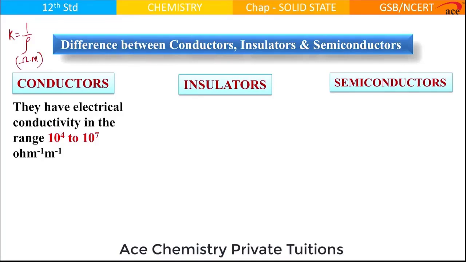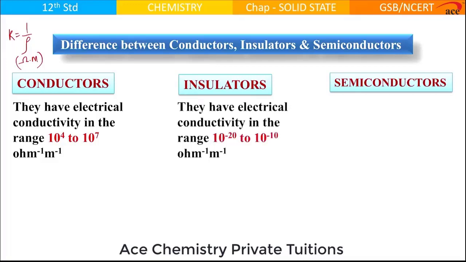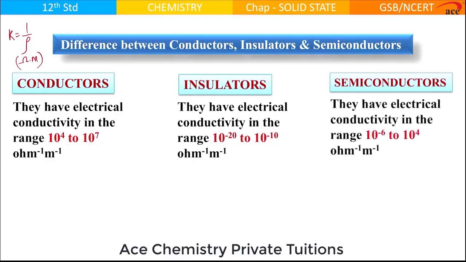If the K value is very high, more than 10 to the power 4, then it is said to be a conductor, right. The NCERT textbook gives a value from 10 to the power 4 to 10 to the power 7, but anything greater than 10 to the power 4 is called a conductor. If the K value is between 10 to the power minus 20 to 10 to the power minus 10, lower value 10 to the power minus 20, higher value 10 to the power minus 10, that is very small. If very small electrical conductivity K value exists, then such substances are called insulators.